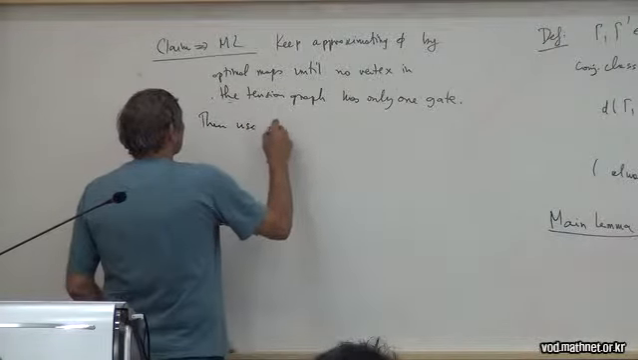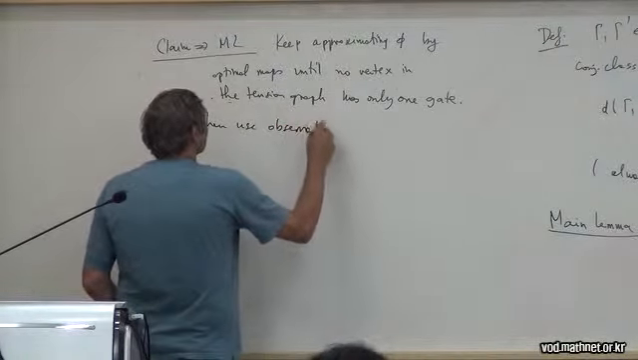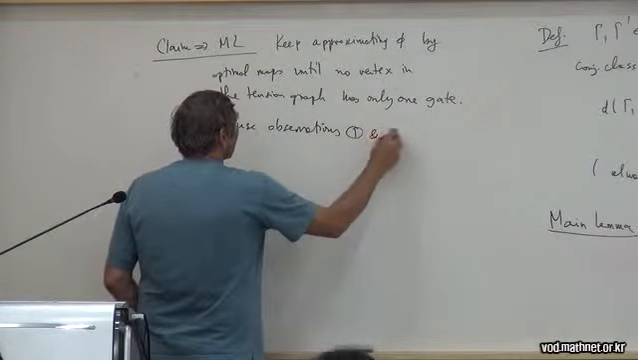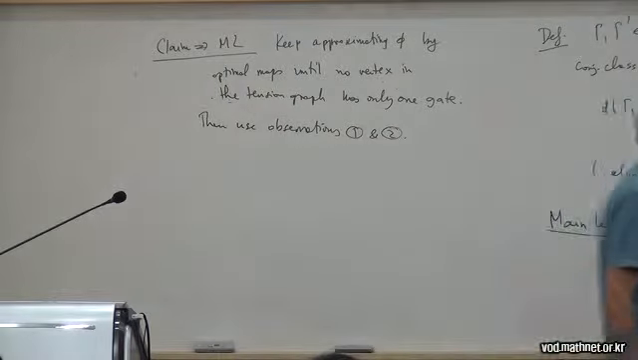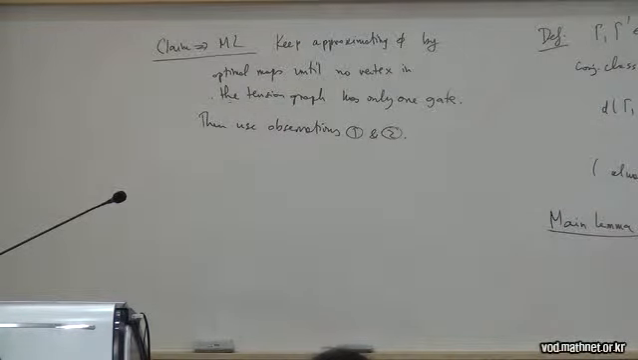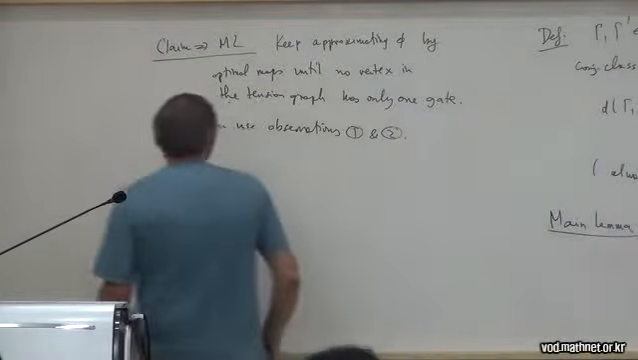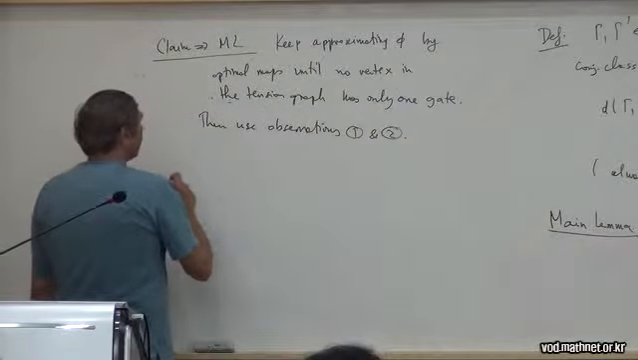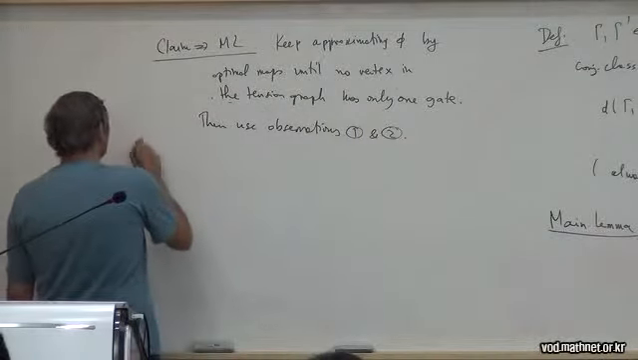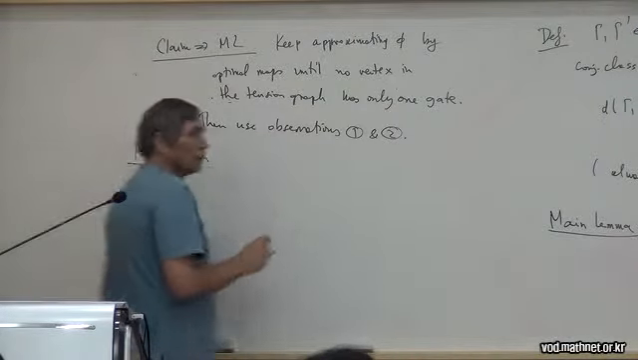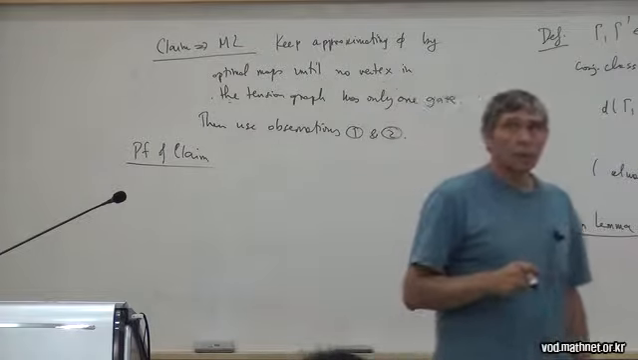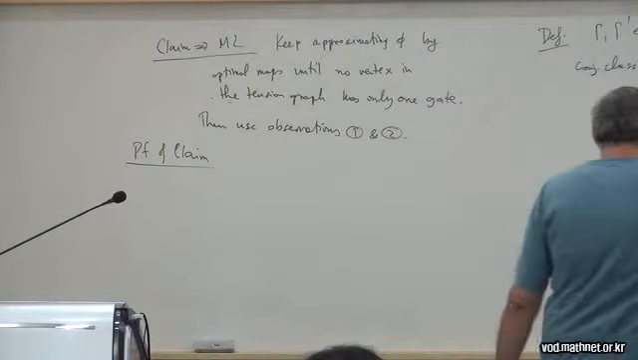Then use observations 1 and 2. Okay. You use 2 to find a legal loop, and then you use 1 to say that that loop is the one we want. That's the witness. Okay, so how do you prove the claim? This is really the main work in this lemma. You start with an optimal map, which has a vertex.